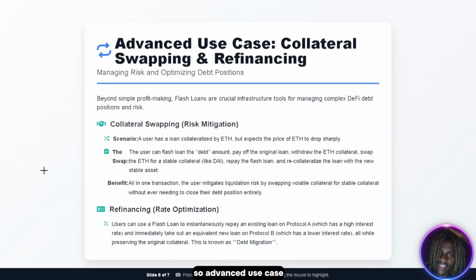So advanced use case, collateral swapping and refinancing. So managing risk and optimizing debt positions. So beyond simple profit making, flash loans are crucial infrastructure tools for managing complex DeFi debt positions and risk. So collateral swapping, risk mitigation. So a certain scenario here.